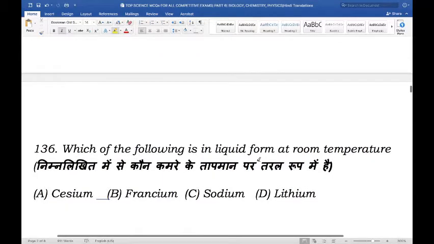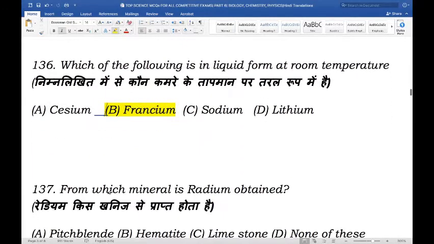Question number 136. Which of the following is in liquid form at room temperature? Is it A, cesium, B, francium, C, sodium, or D, lithium? So the answer here is B, francium is in a liquid form at room temperature. Francium has been used in fields of research, chemistry, and atomic structure.